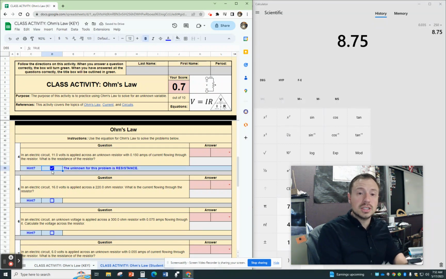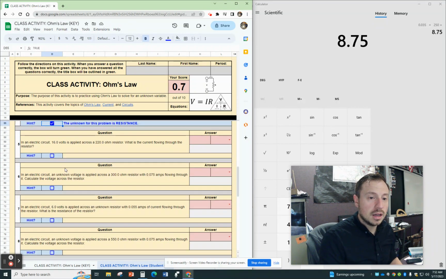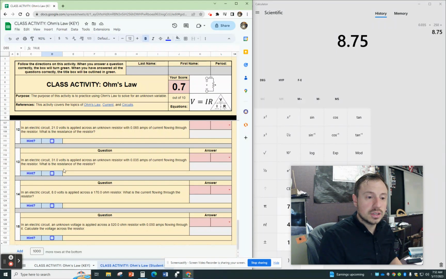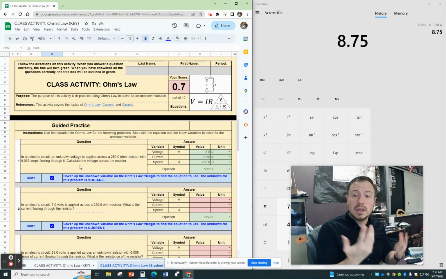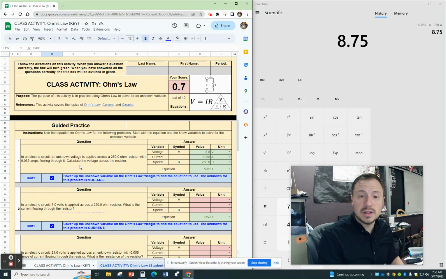You're looking for the resistance. That should give you the equation. Use that triangle or just algebra to do that, and the known variables are in that problem. As you can see here, there are several different problems that will ask you for either resistance, current, or voltage. Those are the three types of problems that can be given using Ohm's law. So once again, this is that class activity, Ohm's law.